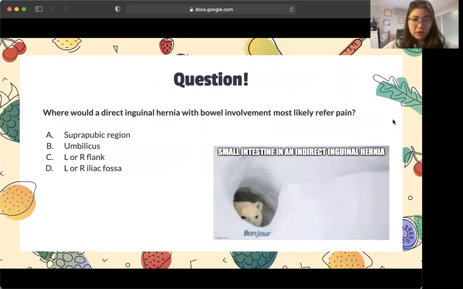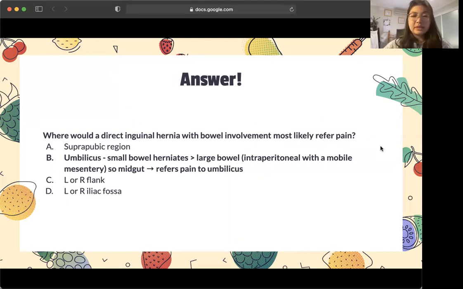So, quick question: where would a direct inguinal hernia with bowel involvement most likely refer pain? Have a think about it. It's a bit of a two-step question. If there is bowel involvement in an inguinal hernia, which part of the gut will it be? Will it be foregut, midgut, or hindgut? And because of that, where will it refer pain? We might just speed ahead. Awesome. It's likely going to be the small gut that herniates through, and so because of that, it's going to refer as midgut, to the umbilicus. Cool.